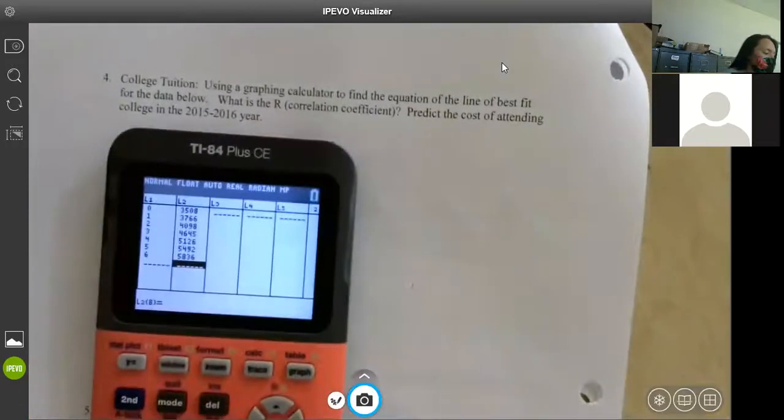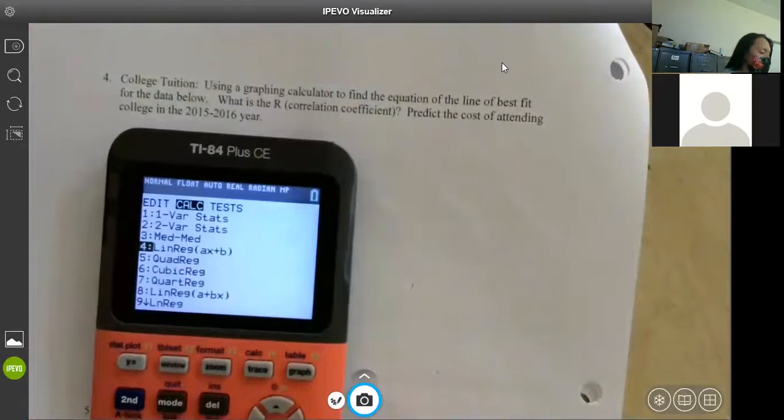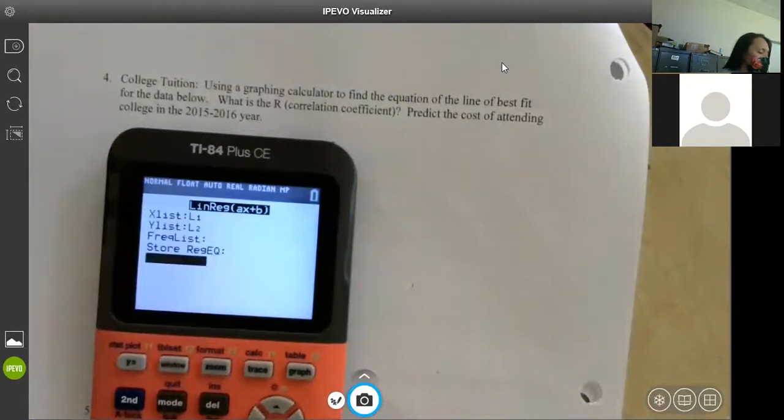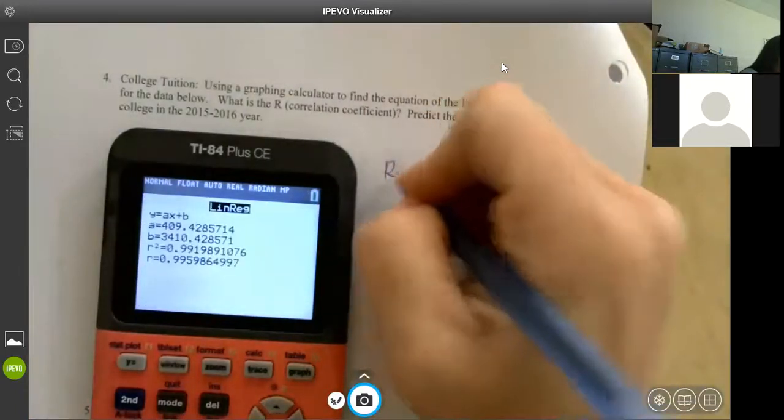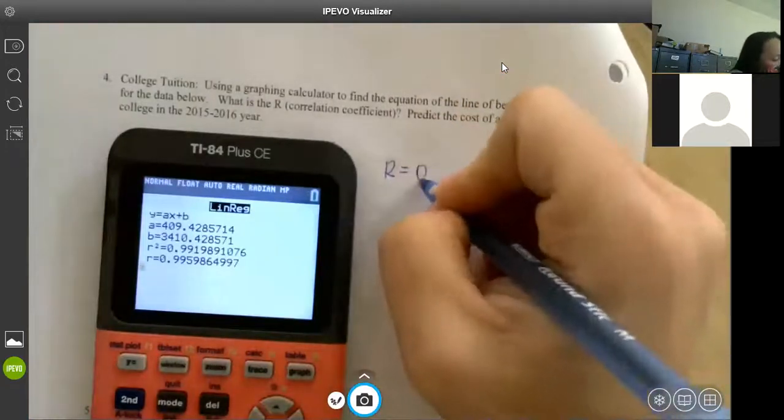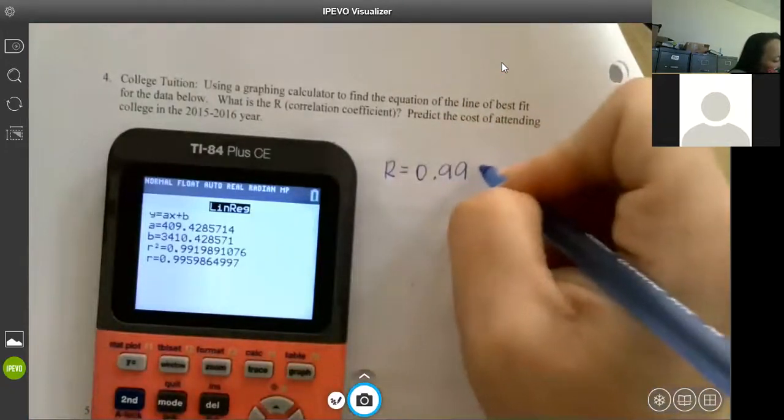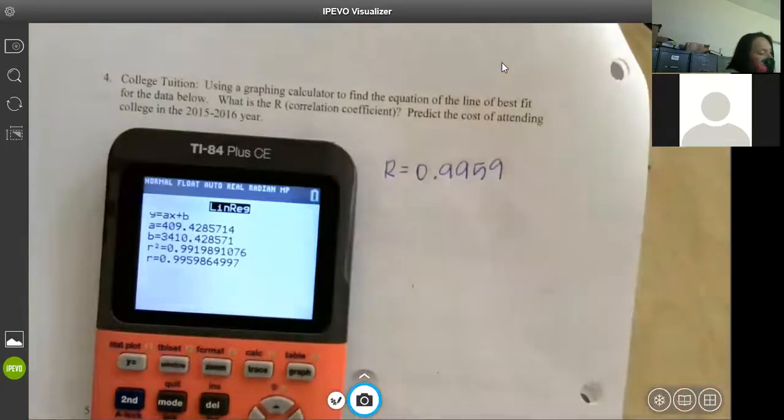So how do we get the R? Stat, calc, linear regression. What is our R value? 0.9959. That's all you do. When it asks for the correlation coefficient, that's R.